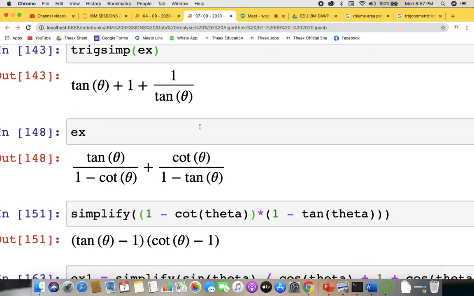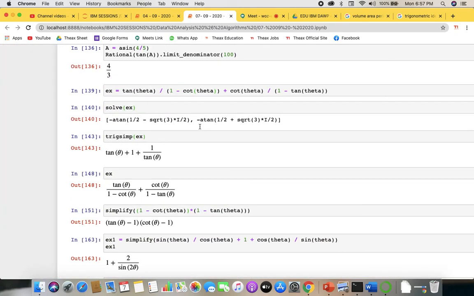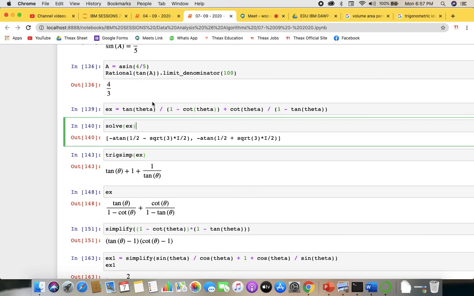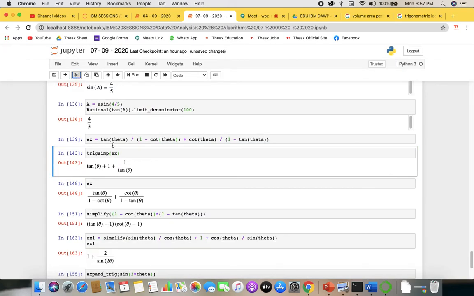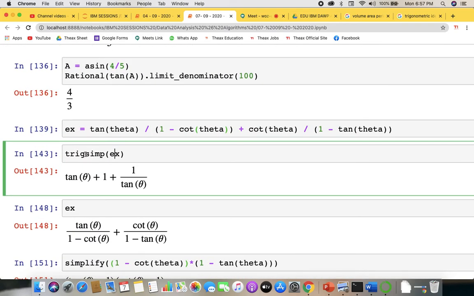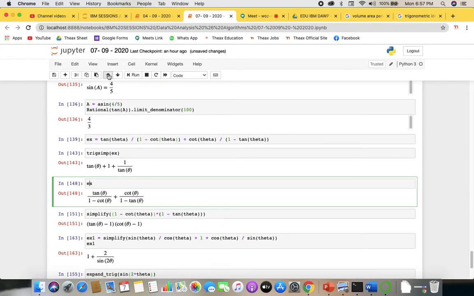So it's clearly right. Every time it would not work with one such function, it will have to work accordingly, right? So what are the necessary steps? What we did is, first of all, we applied the basic step, that is trigsimplify. First of all, we try to solve it using the official function, a basic function, that's trigsimplify. So we solved, and we got tan theta plus 1 plus 1 by tan theta. Then this was the equation to be solved.